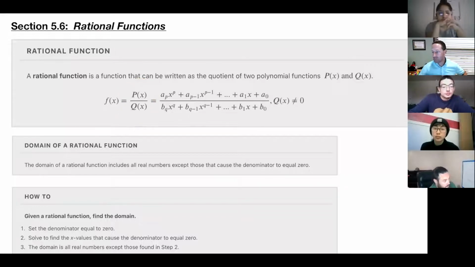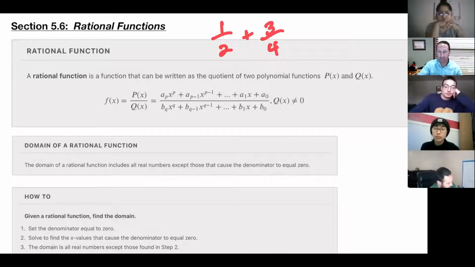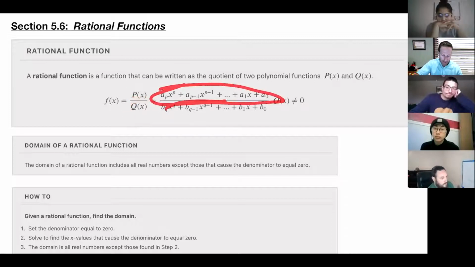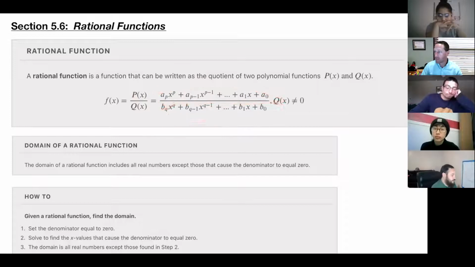But not just any old fraction. I'm not going to ask you to take 1/2 and add 3/4 or something easy and simple like that. We're going to have polynomials in both the numerator and the denominator. And they can be as simple as a monomial, a one term, or a binomial, two terms. Okay, but it can also be any.